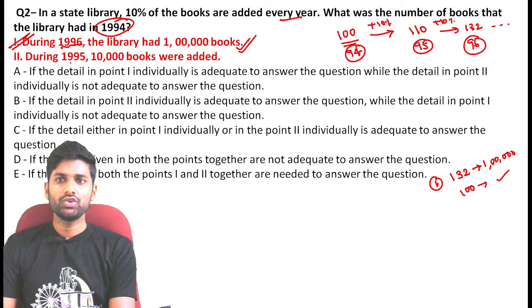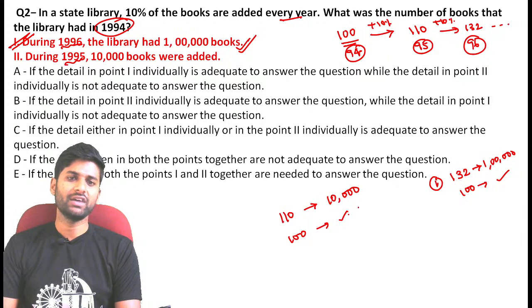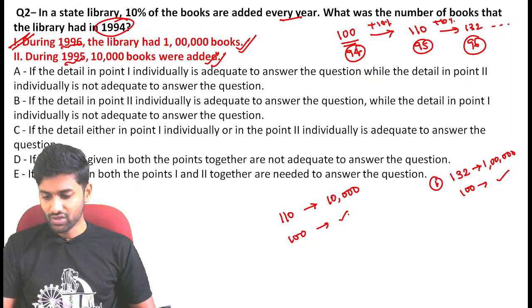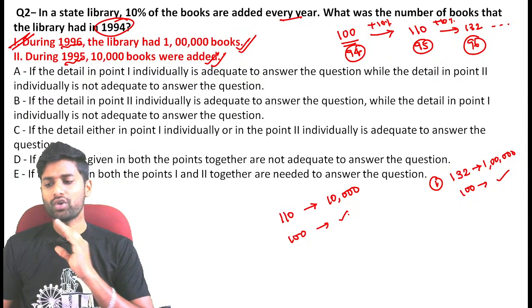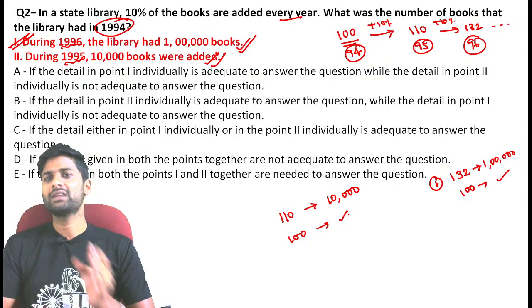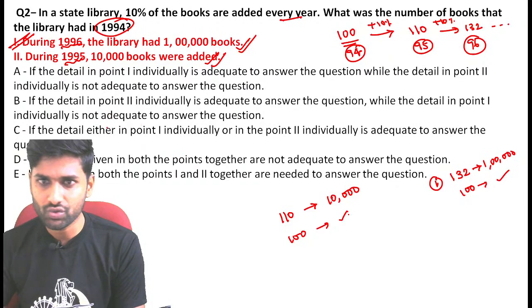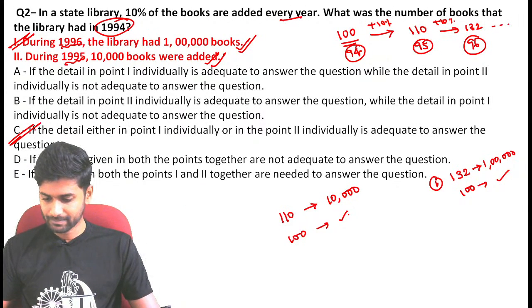Second one. During 1995, we have 110 units. If 110 units is equal to 10,000, definitely 100 units is equal to how much? So definitely you can get the value by taking each statement individually, guys. Don't focus on the resultant. We get the resultant by using the statements individually. So you can choose 1 and 2 individually, each sufficient to get the answer. So answer C is the perfect answer, guys.